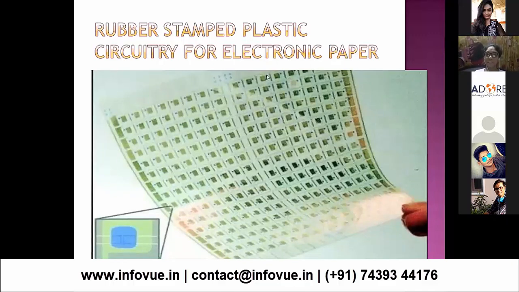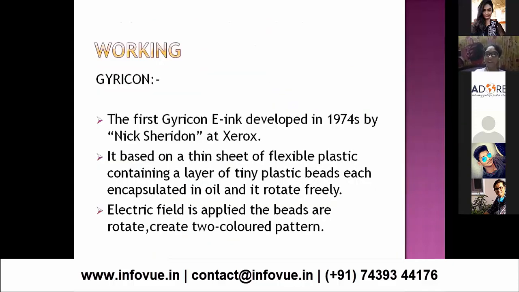Coming to working, the first e-paper developed is known as Gyricon. The first Gyricon e-ink was developed in 1974 by Nick Sheridan at Xerox. It is based on a thin sheet of flexible plastic containing a layer of tiny plastic beads, each encapsulated in oil, and it rotates freely. Each bead has opposite electric charges and opposite colors. When an electric field is applied, the white and black particles rotate and create two-colored patterns.